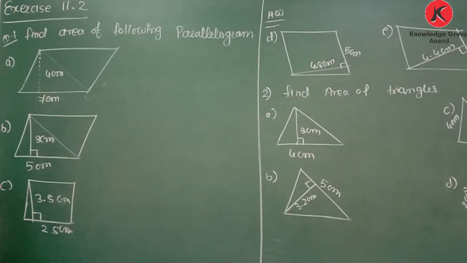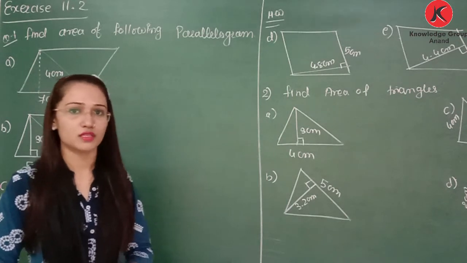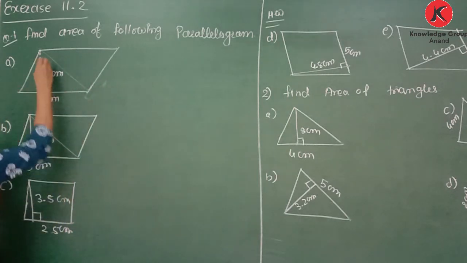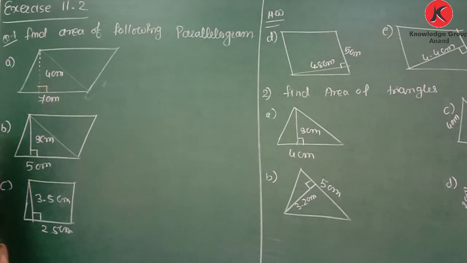Let's start exercise 11.2. Question number 1 is to find the area of the following parallelograms. To find the area of a parallelogram, we need two values, that is the height and the corresponding base. In the first figure you can see the height is 4 cm and the corresponding base is 7 cm.